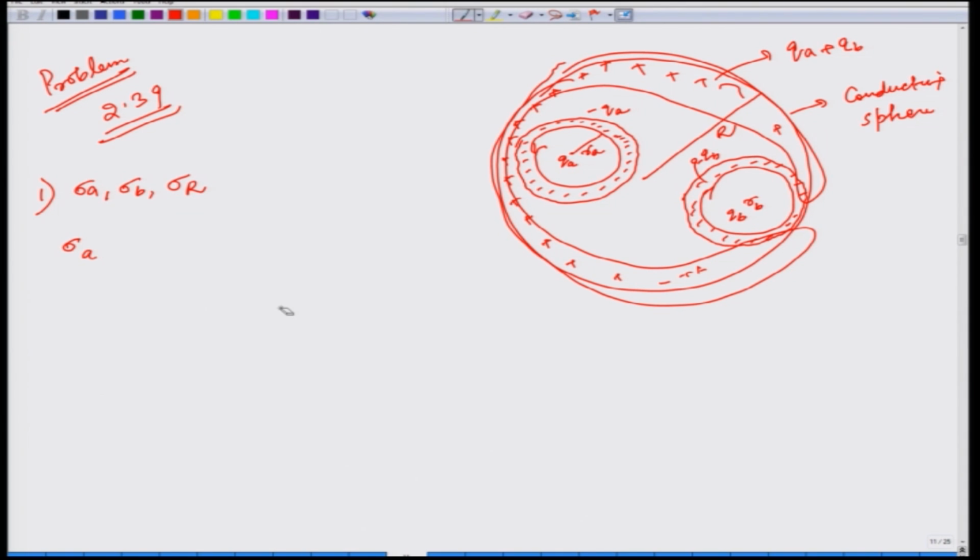So sigma A, that is the surface charge for this QA, will be, we know that for this sphere, the small cavity, the charge is minus QA by 4 pi A square. Similarly, my sigma B will be minus QB by 4 pi B square. But for the whole sphere, the charge on the outer surface is QA plus QB. So my sigma R will be nothing else but QA plus QB divided by 4 pi R square. It's that simple.